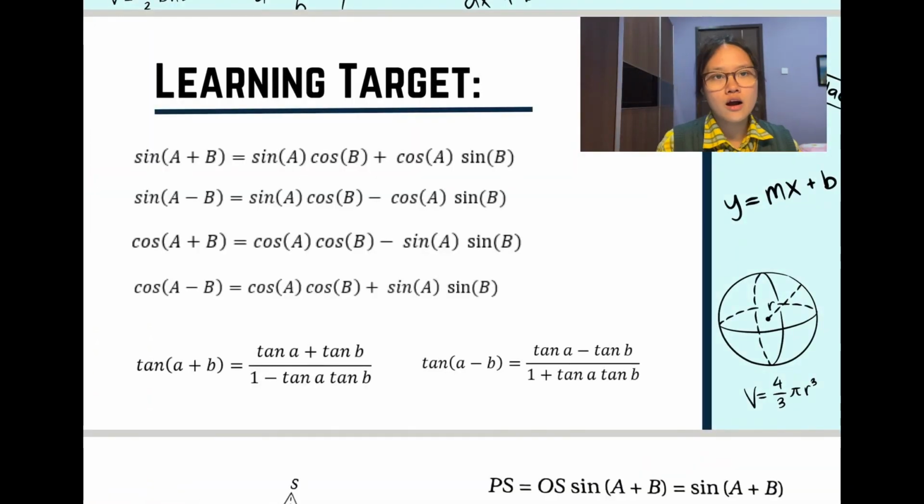And today we're going to be talking about addition and subtraction in trigonometry. So here are our learning targets for today. It's about the addition and subtraction of sin, cos, and also tan.